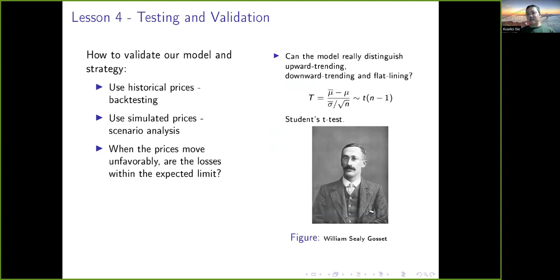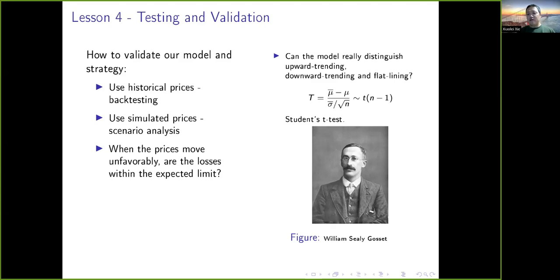Finally, in the last lesson of the course, I will talk about testing and validating our trading strategy. It will involve backtesting using historical prices and scenario analysis using simulated prices. The purpose of the former is to make sure that had our strategy been deployed in the past, it would have made a profit. I will also tell you about the Sharpe ratio, which is widely used in the finance industry to assess the profitability of a trading strategy, and it is calculated from the result of backtesting.